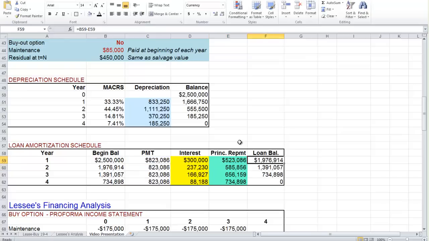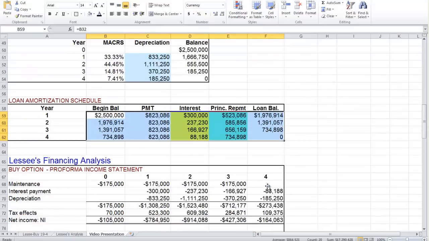And finally, the loan principal would be equal to the beginning balance of 2.5 million minus the principal repayment for the period. Alright, and so it goes on for the entire 4-year period.